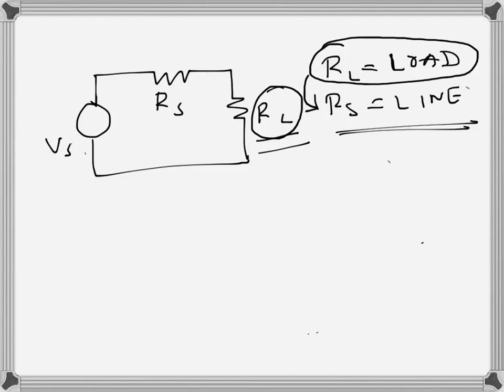This is a simple series circuit with RS being the line resistance and RL the load resistance. VS is a supply voltage which can be DC or RMS, and it will be valid for both. RS and RL, we are just considering a resistive circuit here.